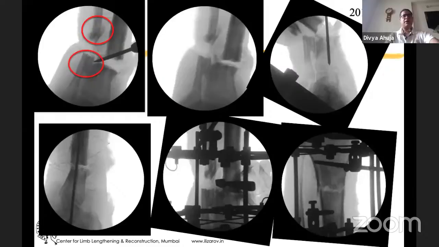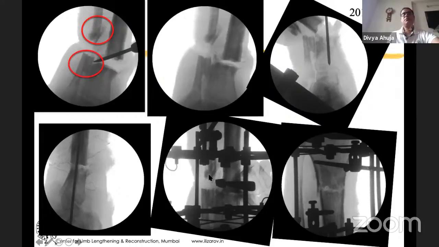So the oval arrows on the left picture are showing the excised fibular ends. The bone ends have been made transverse. The picture here is showing the transcalcaneal pin, holding the fragments while we put on the frame.